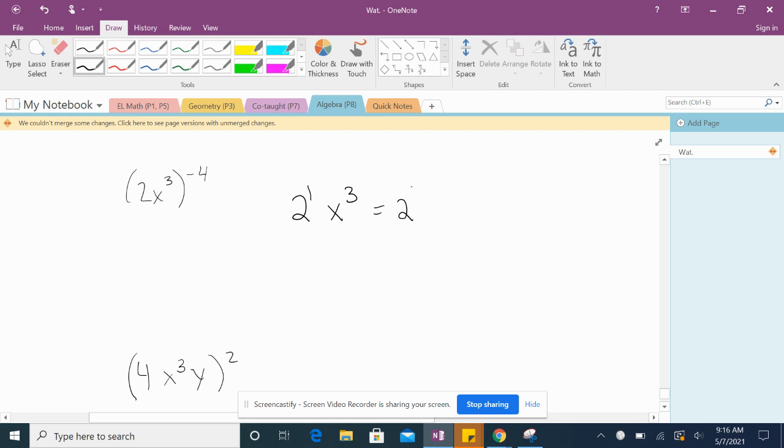Now I can multiply all of my exponents by -4.